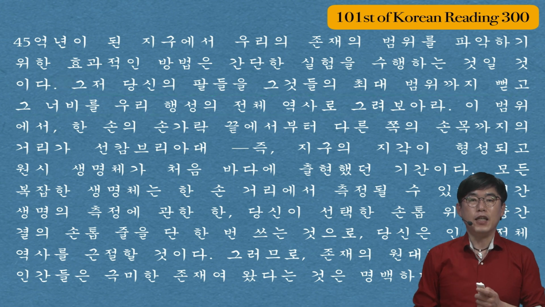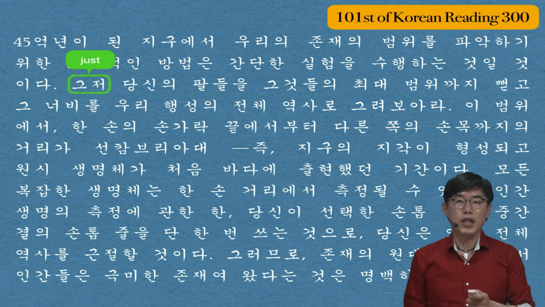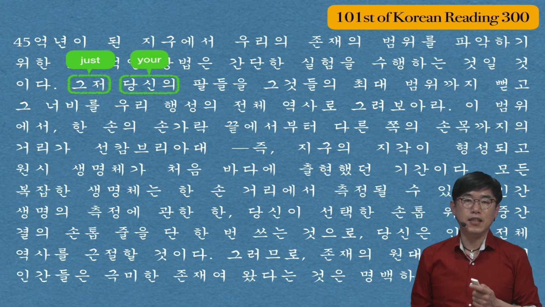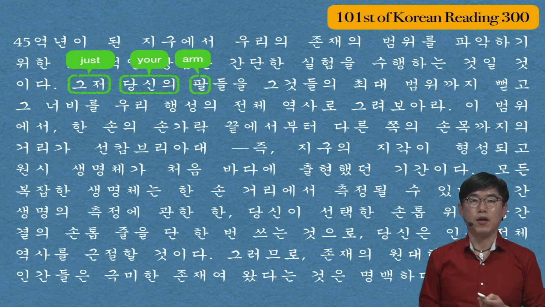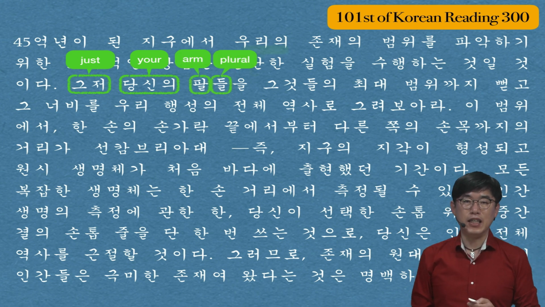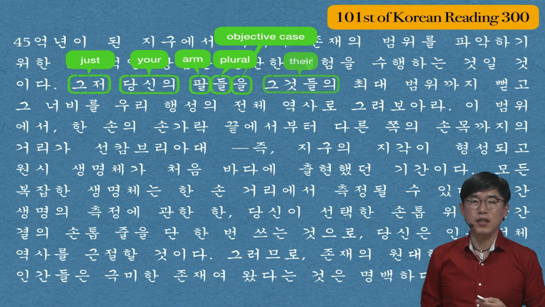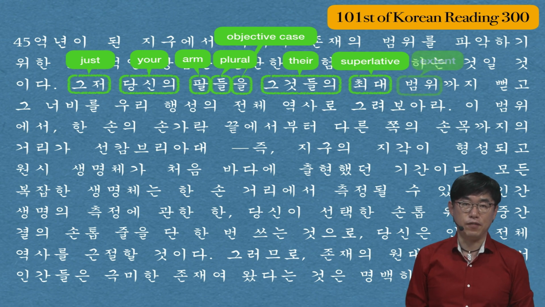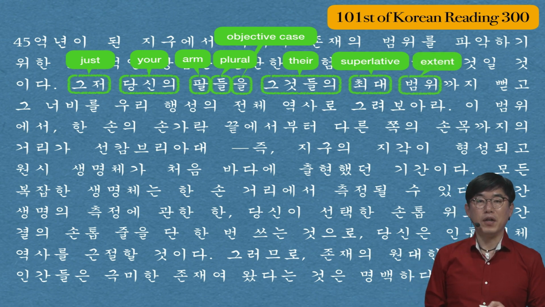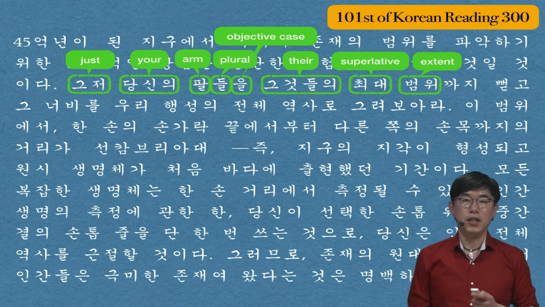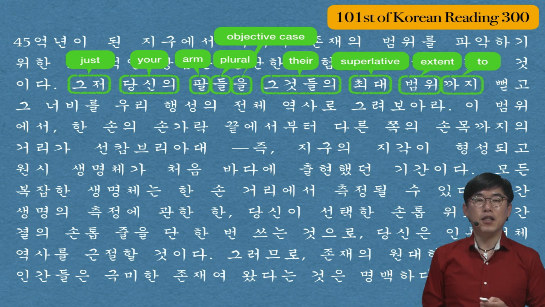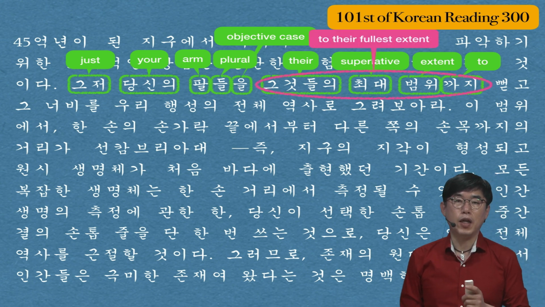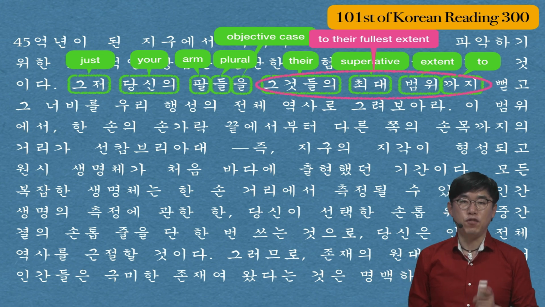planet. 그저 is an adverb and its meaning is without doing anything else or just or simply. And 당신의 is your and 팔 is arm and 들 means plural and 을 is the objective case. And 그것들의 is their and 최대 means highest or superlative level, and 범위 is the scope or extent. So 최대 범위 is the fullest extent, right? And the post position 까지 is until or to. So 그것들의 최대 범위까지 is to their fullest extent.